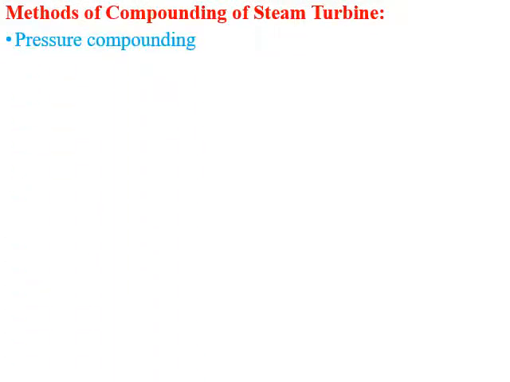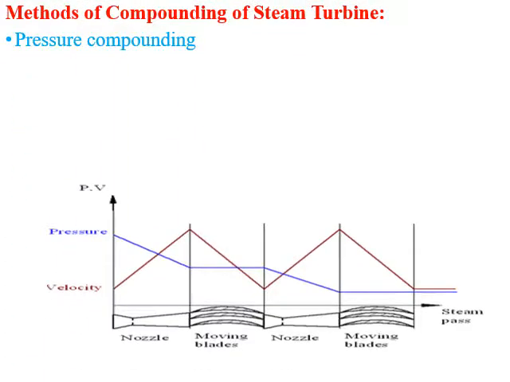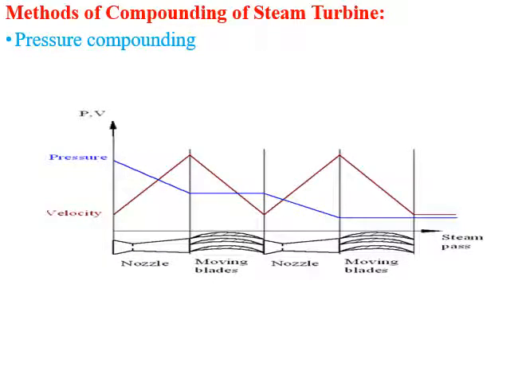Next, the second method of compounding, that is pressure compounding. In pressure compounding, initially the pressure is very high, and the initial pressure drop occurs in a nozzle. Then the pressure remains constant in the moving blades. Once again the pressure drop occurs in a nozzle, and then the pressure remains constant in the moving blades. There are two sets of blades here: a nozzle and a moving blade is one set, and one more set is connected here with one more nozzle and moving blade. That is the second stage.